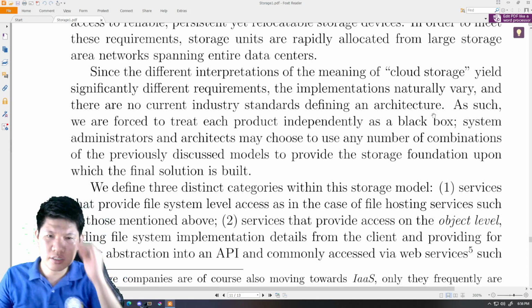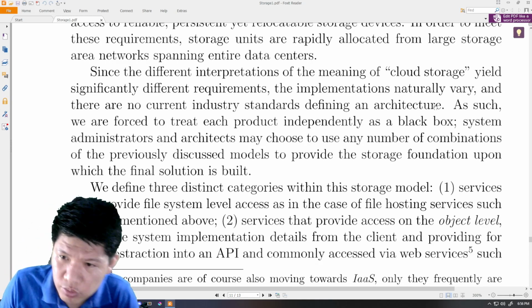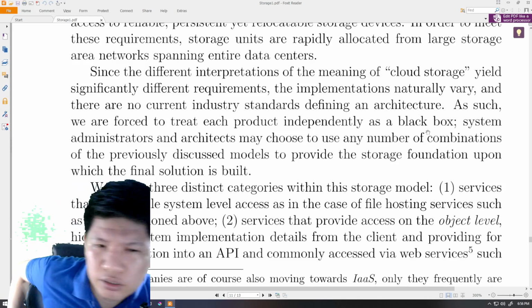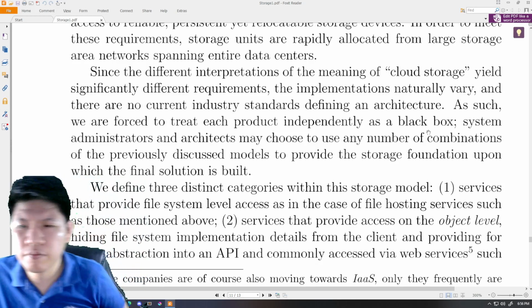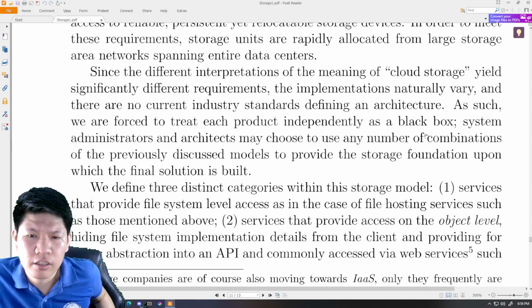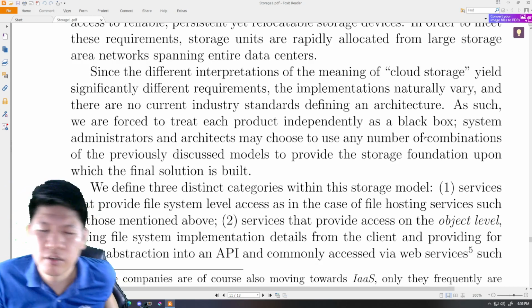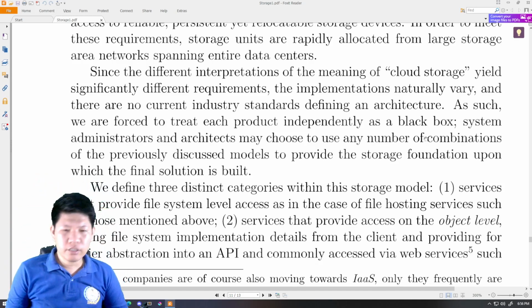Since the different interpretations of the meaning of cloud storage yield significantly different requirements, the implementation naturally can vary, and we are forced to treat each product independently, even if it's just a single number for the version or model. Functionality might differ.